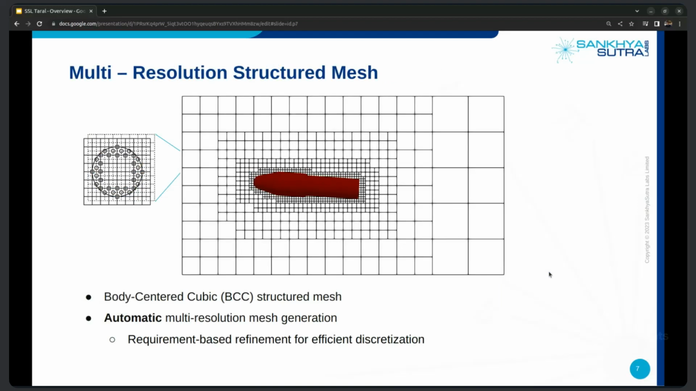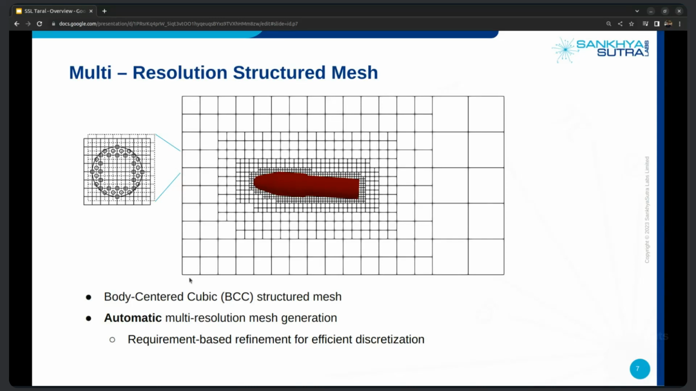Now, coming to the details of our solver, one nifty feature on offer is automatic grid generation. Like I said, we use body-centered cubic structured meshes, and the algorithm requires users to give a maximum of two inputs. One is the project level resolution, or the coarsest resolution. If you look at the image on your screen, let's say this is your simulation domain and you have some body that looks like this, the one in red. To generate the grid, I can give two inputs.